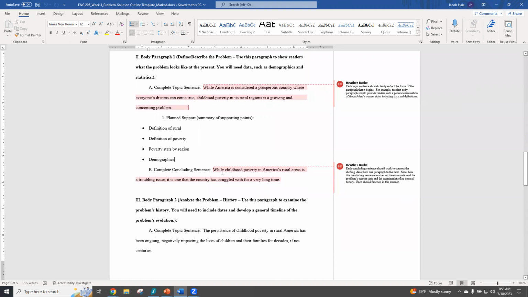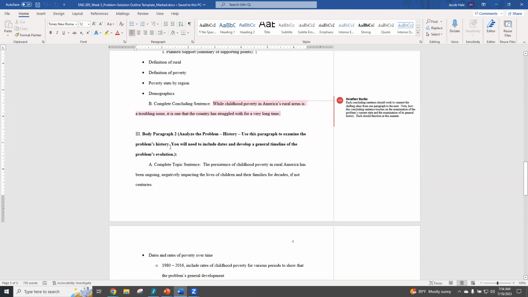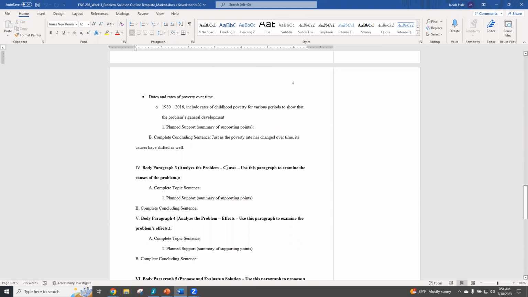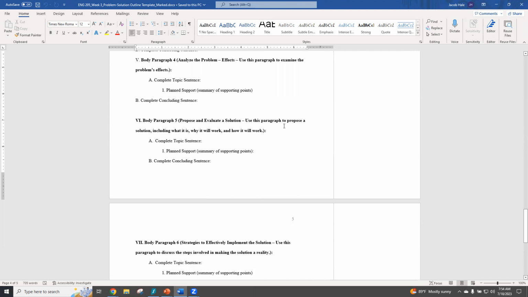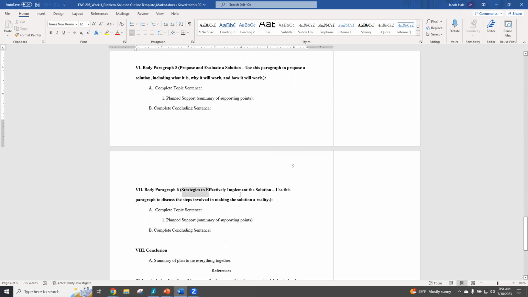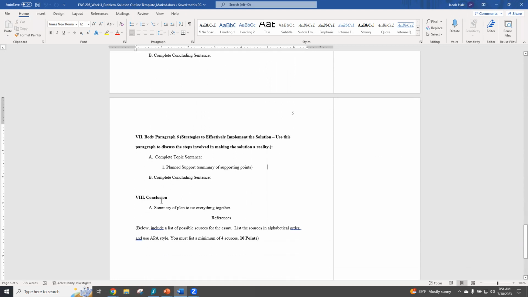Then you're going to write out your complete concluding sentence. So for each of your body paragraphs, you need, in the outline, a complete topic sentence. You need the support that you plan on talking about, and then a complete concluding sentence. And you're just going to repeat that for each section. So we have a section defining and describing the problem, a section analyzing the problem, specifically its history. Then we move into the causes of the problem, the effects of the problem. Then you're going to propose and evaluate a solution, and then talk about strategies to implement that solution. Then you will have your conclusion.